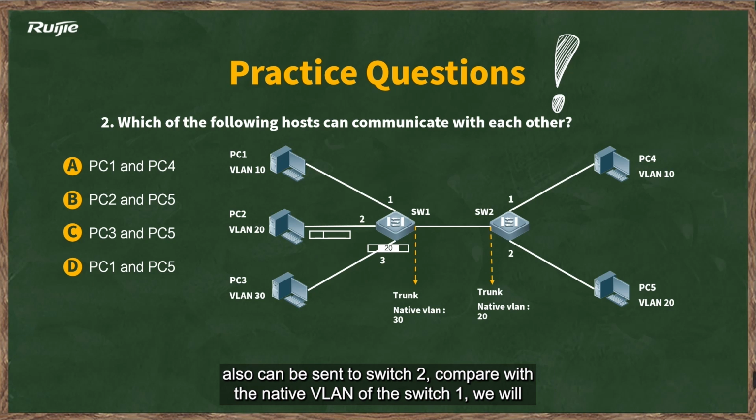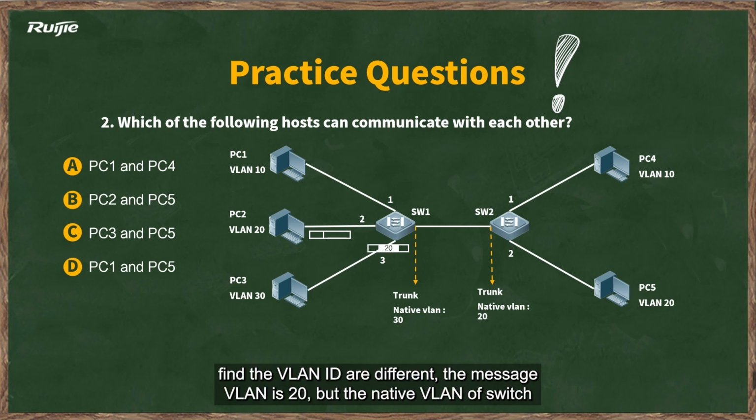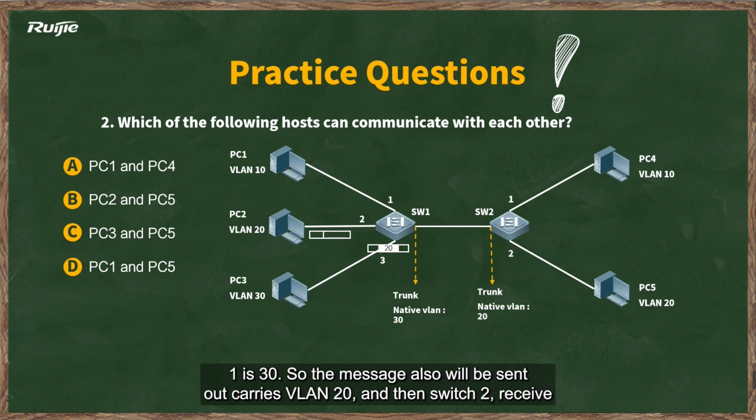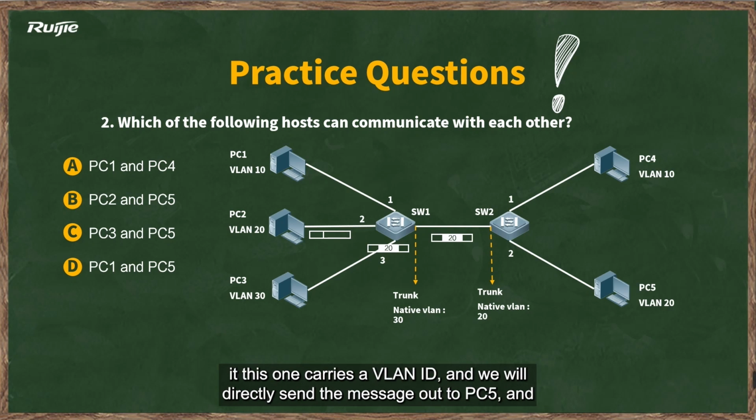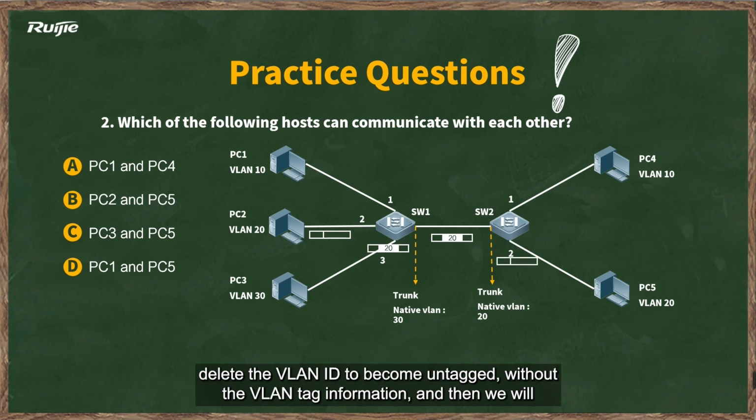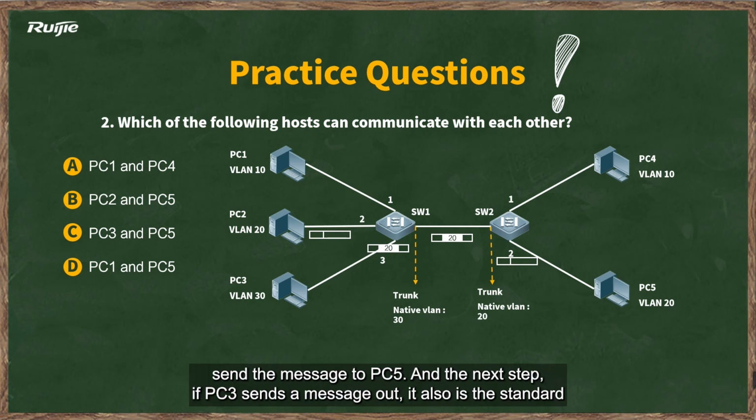Compared with the native VLAN of switch 1, we will find the VLAN ID is different. The message VLAN is 20, but the native VLAN of switch 1 is 30. So the message will be sent out carrying VLAN 20. When switch 2 receives it, the message carries a VLAN ID, so we directly send it out to PC5 and delete the VLAN ID to become untagged, without the VLAN tag information. Then we send the message to PC5.